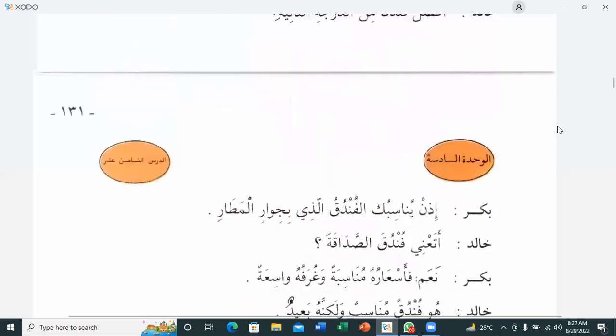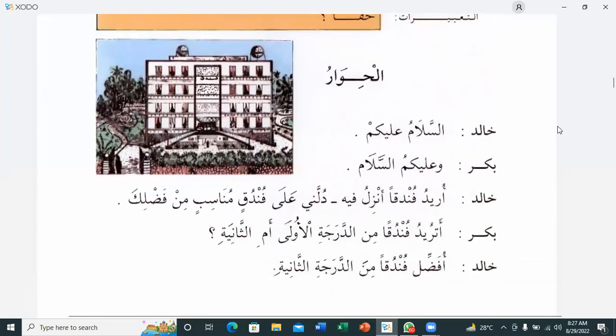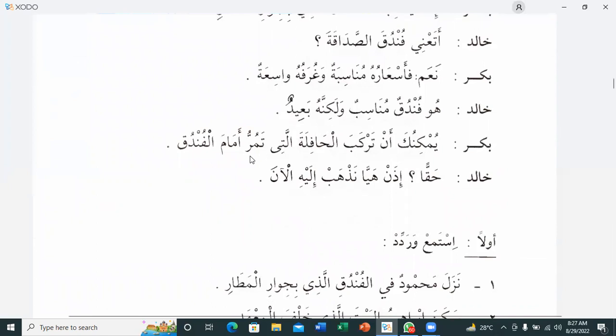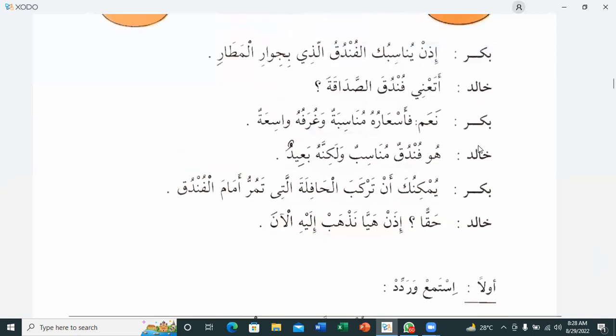Got it this chapter? Tamarru, that means passes. Achha, okay. And antarkaba means? Antarkaba, basically, it means you take a ride. Yumkinuka means you can. Yeah, you can take the bus ride that passes in front of the hotel. Okay?